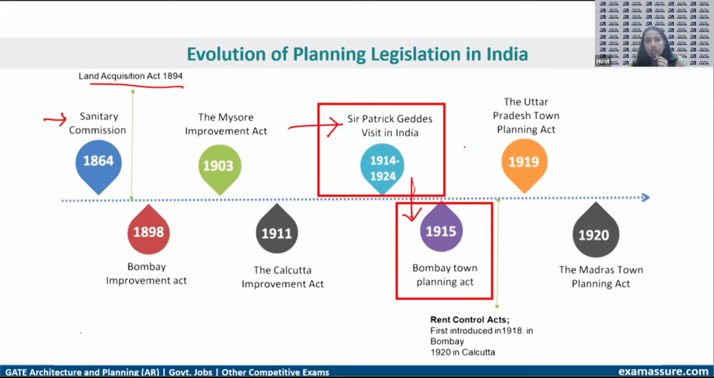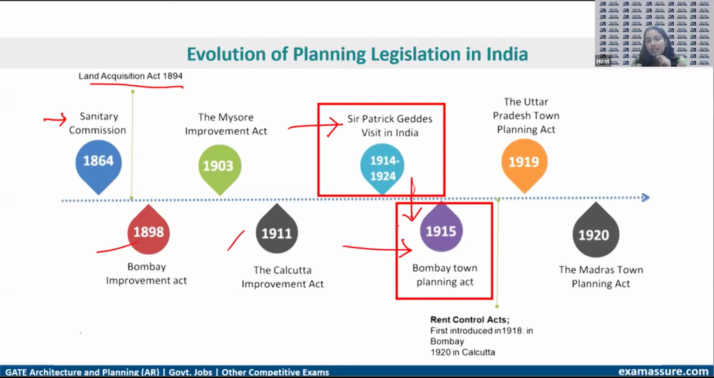So, if there is a question in the exam that which of the following is the first legislation with respect to town planning in India, the answer will not be Bombay Improvement Act or Calcutta Improvement Act. The answer is Bombay Town Planning Act of 1915.